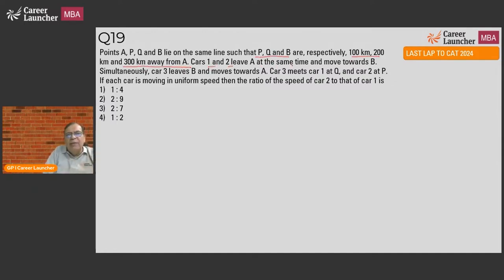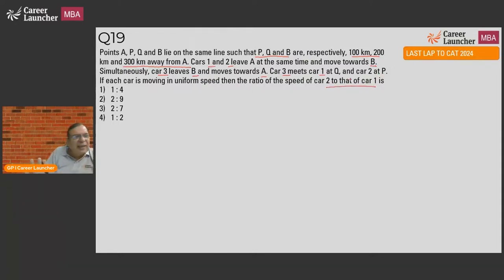Cars 1 and 2 leave A at the same time and move towards B. Simultaneously, car 3 leaves B and moves towards A. Car 3 meets car 1 at Q and car 2 at P. If each car is moving at uniform speed, then find the ratio of speed of car 2 to car 1.